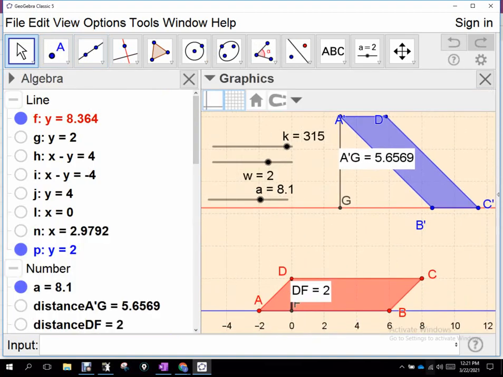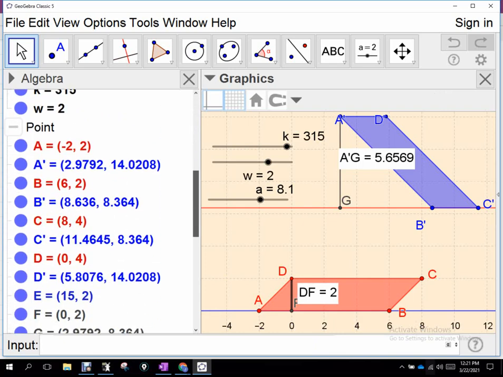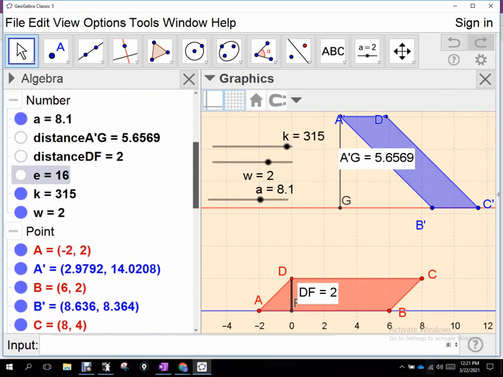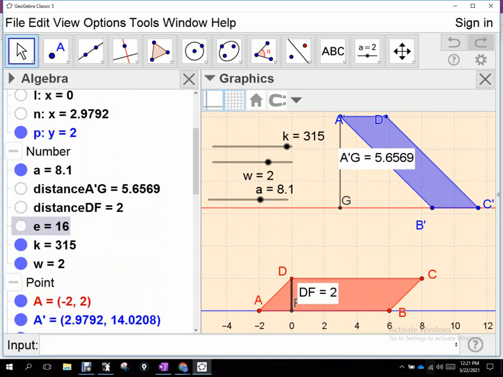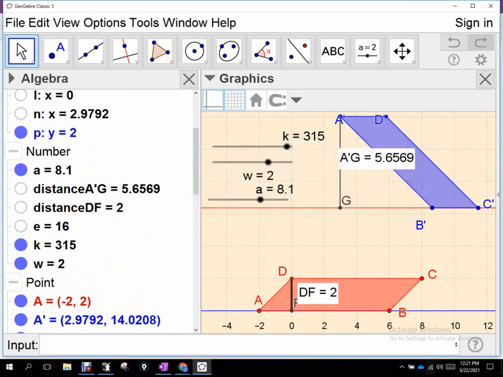All right, but if I use DF, it's going to put 2 in here for DF, and I multiply it by the base that DF is being drawn to. So that would be segment AB, right? So multiply that by AB. So right there is base AB times the altitude DF. And I hit enter. It's going to tell me that area, DF times AB, that area is 16. Is that okay with everybody?